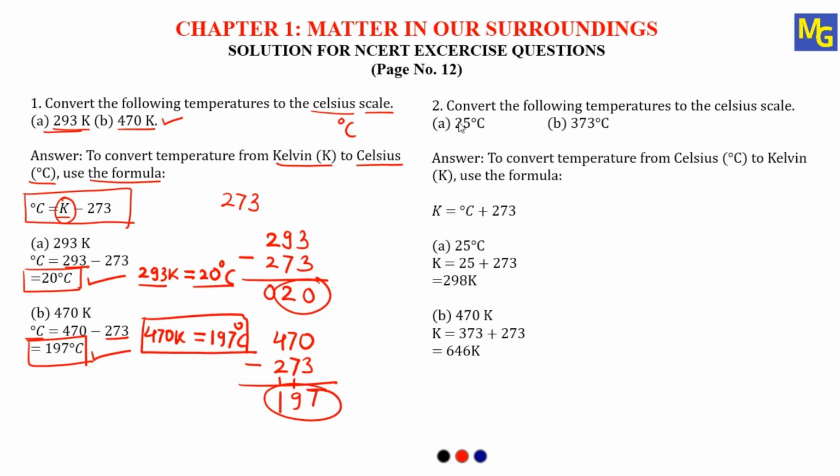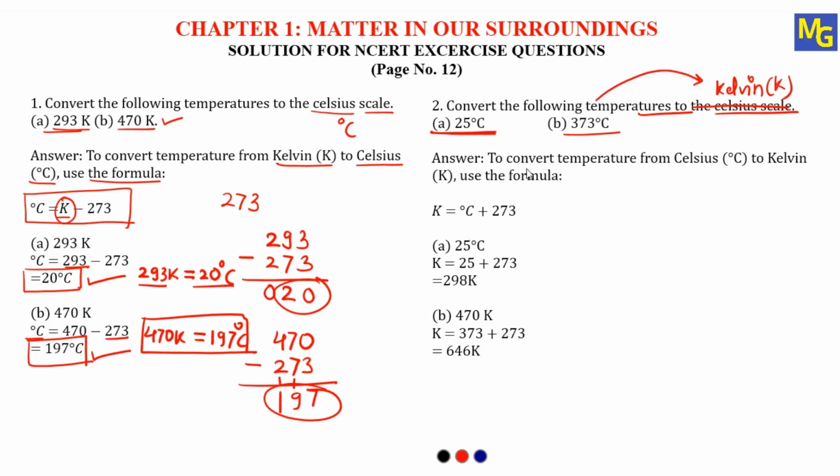Now we will see question number 2. Convert the following temperature to degrees Celsius. Actually, this is not the correct question; here it should be Kelvin, not degrees Celsius. So, convert the following temperature to Kelvin. Here the temperature is given in degrees Celsius: 25 degrees Celsius and 373 degrees Celsius. We have to convert this into Kelvin, that is capital K.